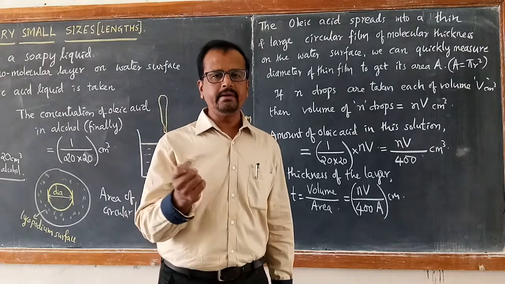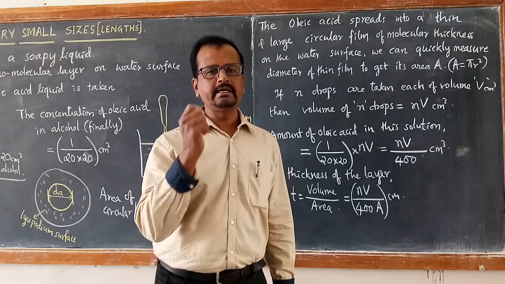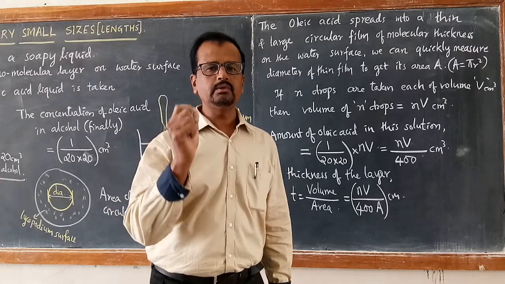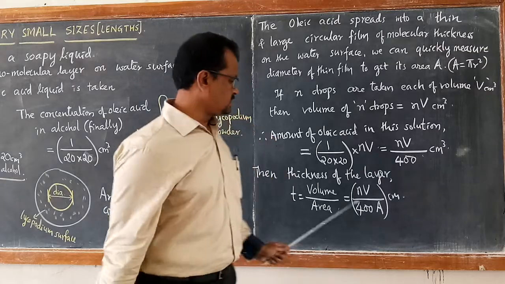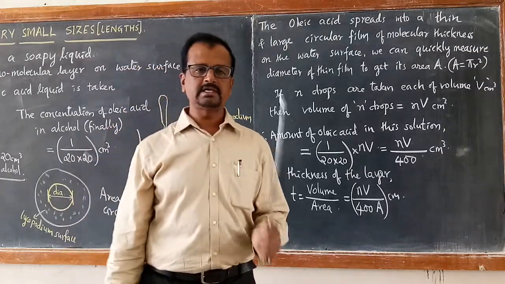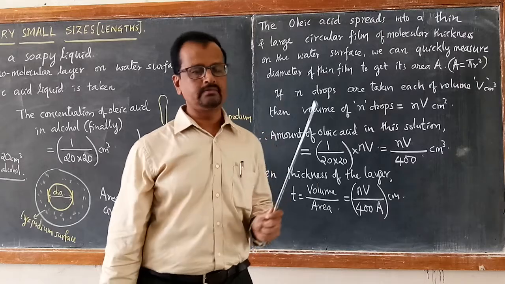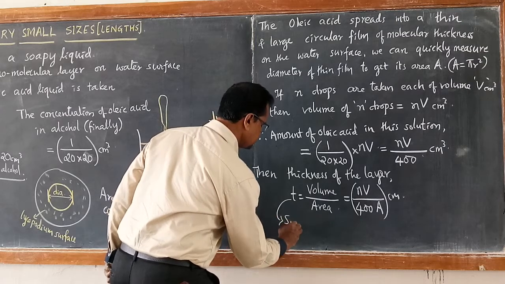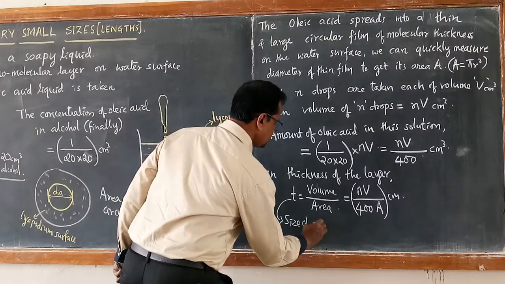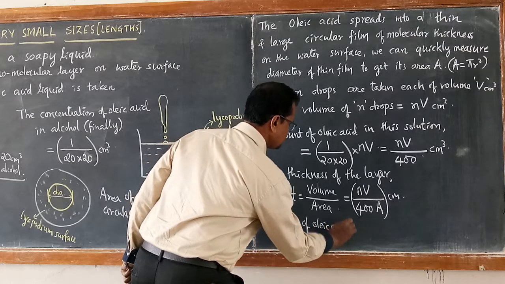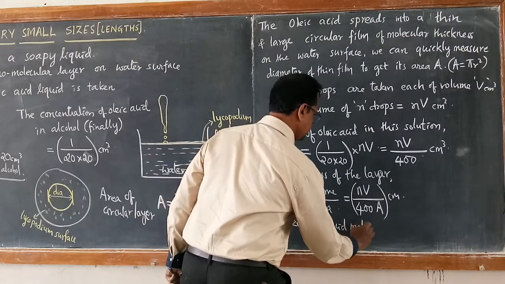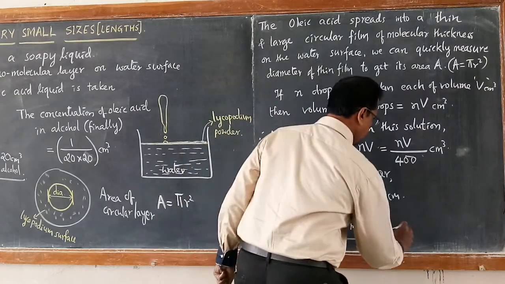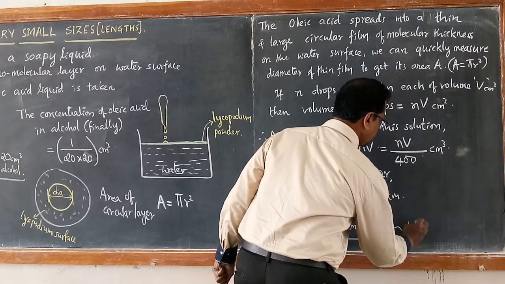That layer is assumed to be a monomolecular layer. Monomolecular layer means the thickness is almost equal to the size of a molecule. So this gives us the estimation of the size of the oleic acid molecule. This thickness gives us the size of the oleic acid molecule. If it is exactly calculated, it is of the order of 10 to the power of -9.